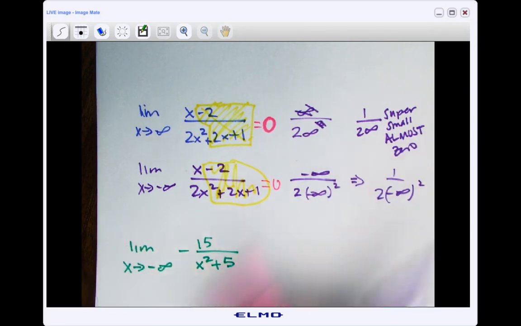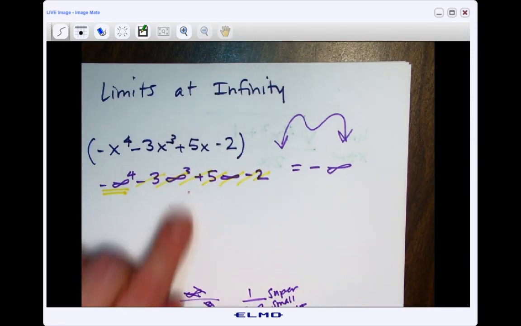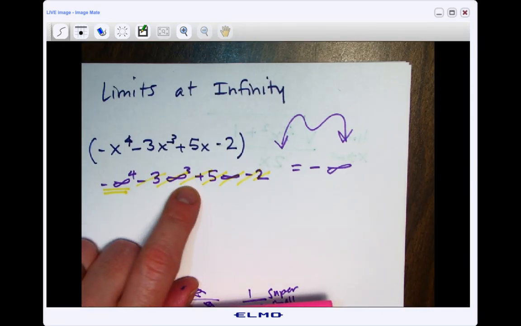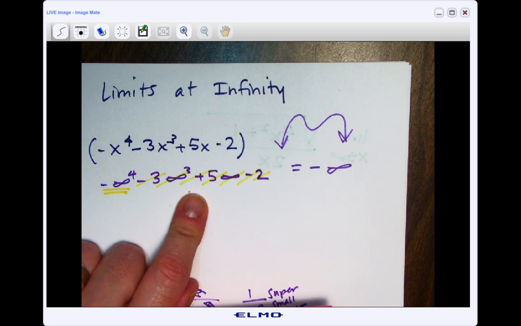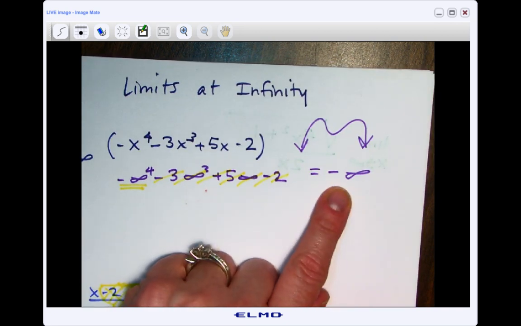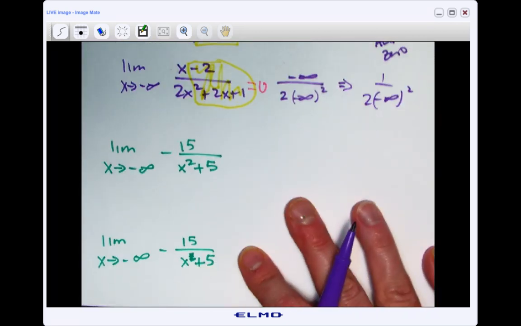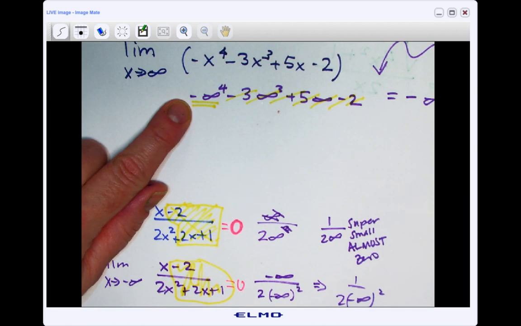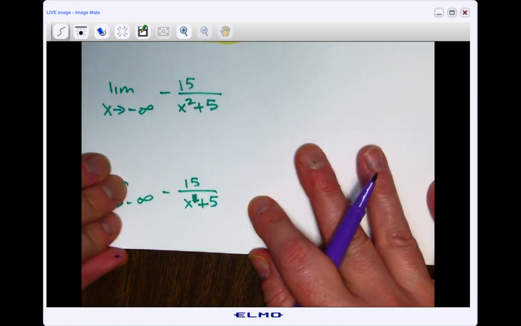But you've got to be thinking about those negatives, especially when these ones are going to infinity. That's when it's more important, because going towards negative infinity is different than infinity. Okay? So that's why it was important to take into consideration.